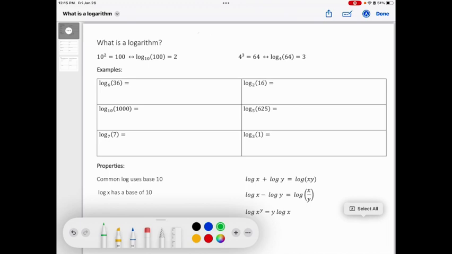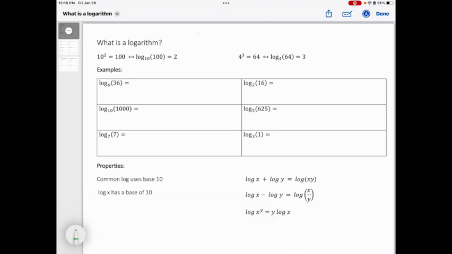So when we look at a logarithm, we need to recognize that a logarithm is an exponent. It's just written in a different way. So just keep that in mind. When we're talking about logarithms, the answer to whatever that expression is, where you're taking the log of something, that is an exponent. So let's walk through a couple of different examples.